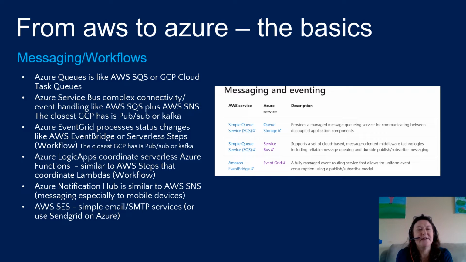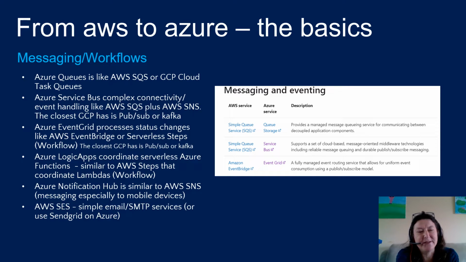Now, other options in the various clouds are more complex. So for example, Azure Service Bus can be very complex. It can involve a lot of connectivity between different services and a lot of different types of event handling. So it can handle different types of events coming in from different parts of Azure, and it can publish to different parts of Azure as well. So it can be quite complex.